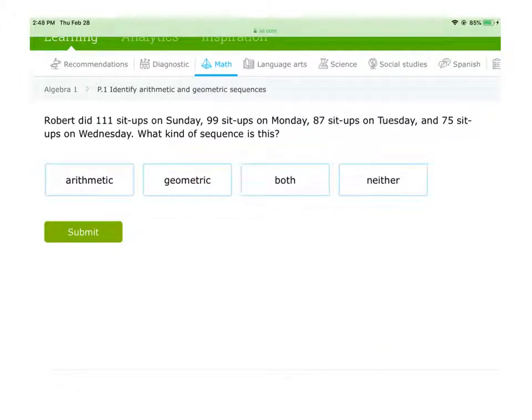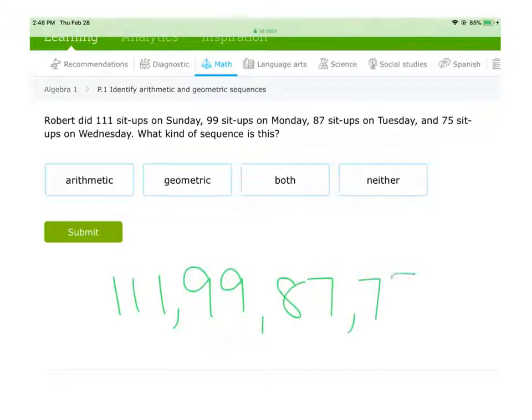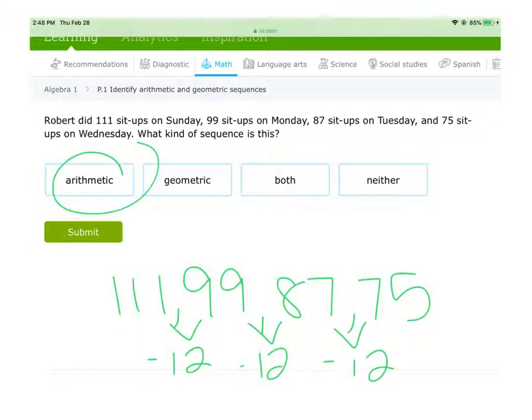For the last example, Robert did 111 sit-ups on Sunday, 99 on Monday, 87 Tuesday, and 75 on Wednesday. What kind of sequence is this? I'm going to start and take 111 minus 99, and I have a difference of 12. Then 99 minus 12 gives me 87. So right now it's working out pretty well. 87 minus 12 will give us 75. So since we're subtracting 12 each time, this would be an arithmetic sequence.